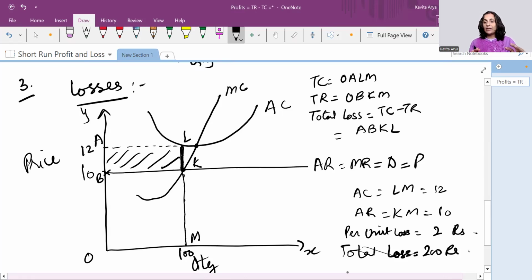So this is how we try to find the supernormal profits, the normal profits, and the losses during short run. In the next video, we will talk about what happens in long run and how.